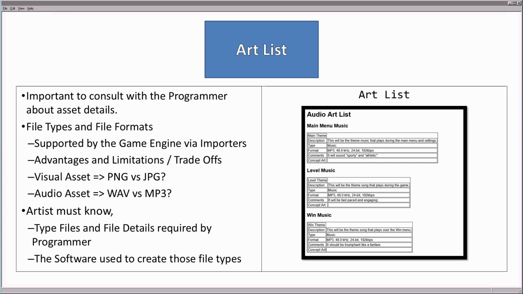In addition, both the programmers and the artists must be aware of the advantages and disadvantages of the different file types and formats, which allows them to understand their trade-offs. For example, for a visual asset, we may need to know whether we need a PNG versus a JPG or JPEG. We will learn that a PNG file format provides an alpha channel for transparencies, but a JPEG does not provide this, but may be overall smaller in size.